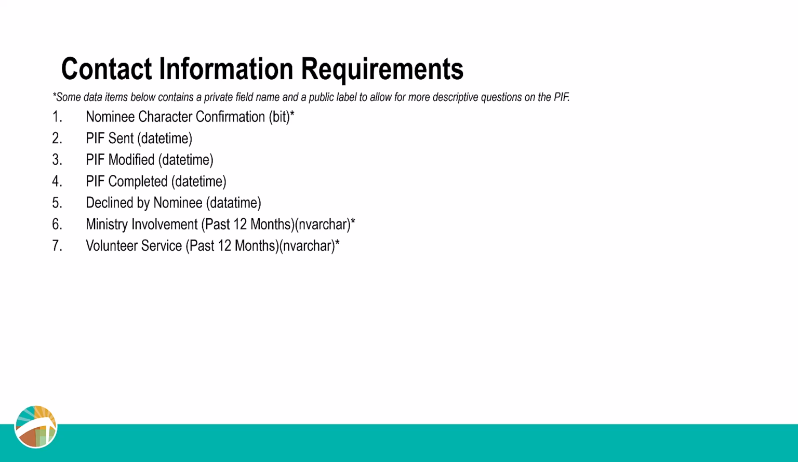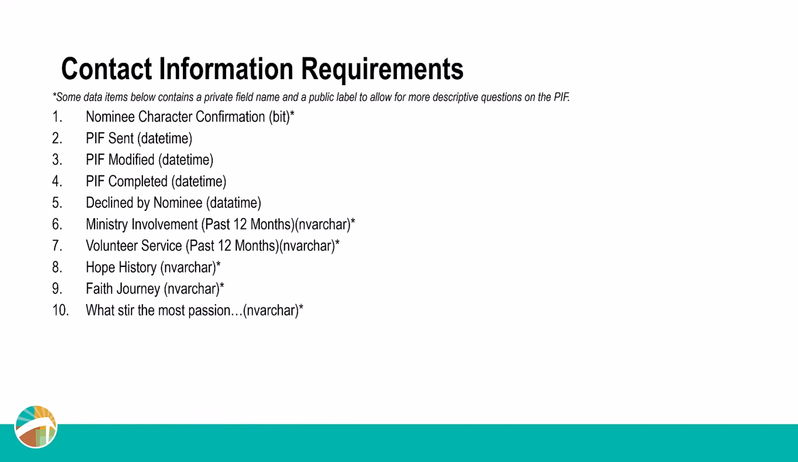Volunteer service for the past 12 months, another back end, front end type question. Hope history, and again, a back end, front end type question. Faith journey, it's also on the personal information form. And then what stirs the most passion, and then any questions and concerns. So those with asterisks on it are all on the personal information form with a longer, more elaborate question.